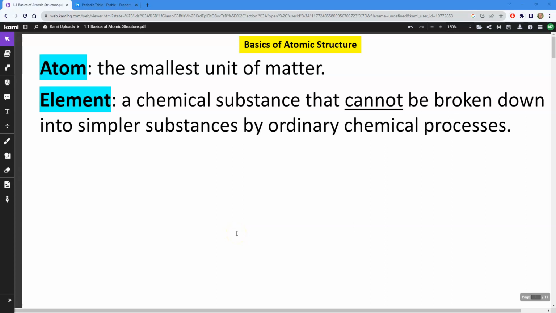In this video, we're going to go through the basics of atomic structure. Two terms that you need to know right away are an atom, which is the smallest unit of matter, and an element, which is a chemical substance that cannot be broken down into simpler substances by ordinary chemical processes.